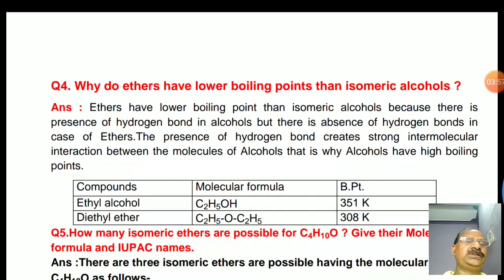The fourth question is: why do ethers have lower boiling points than isomeric alcohols? As we know, ether and alcohol are isomeric compounds. Ethers have lower boiling points than isomeric alcohols because there is presence of hydrogen bonding in alcohols, but absence of hydrogen bonds in case of ethers. The presence of hydrogen bond creates strong intermolecular interaction between the molecules of alcohols, and that is why alcohols have high boiling points. For example, ethyl alcohol has boiling point 351 Kelvin, but diethyl ether has 308 Kelvin only.